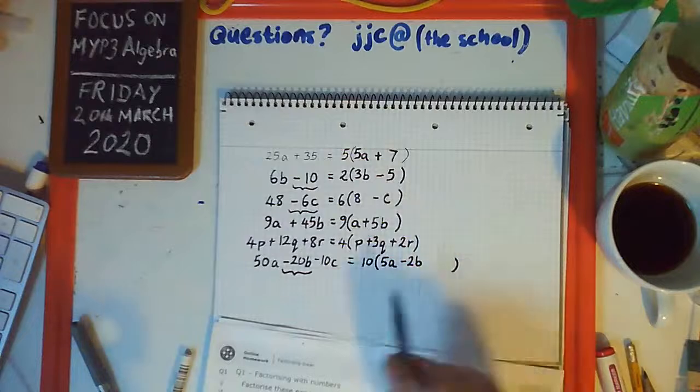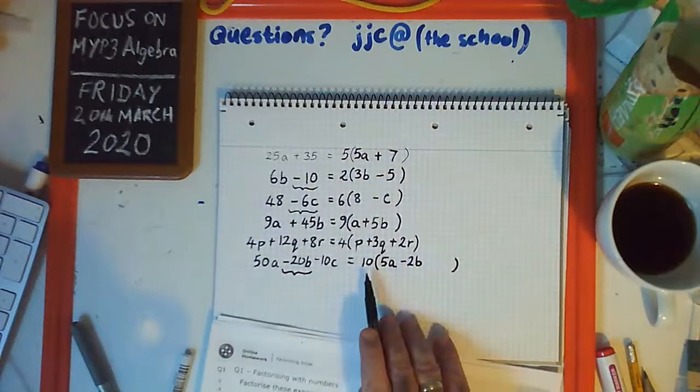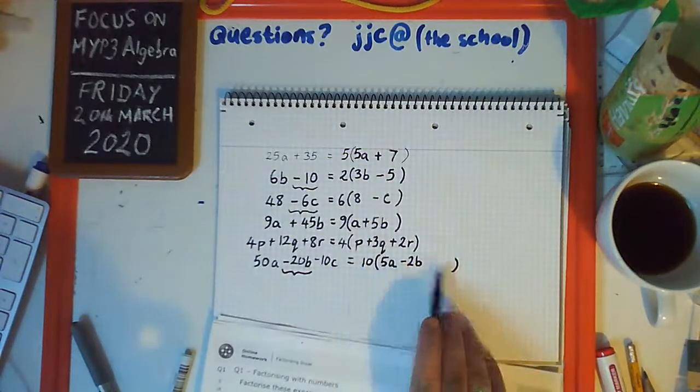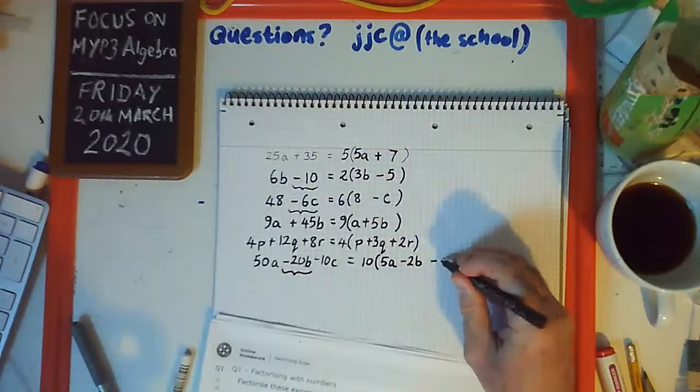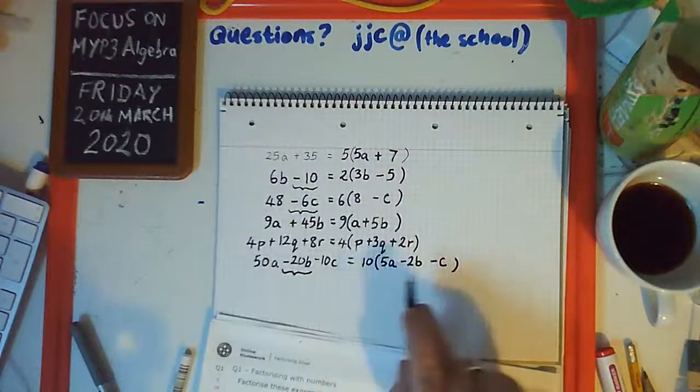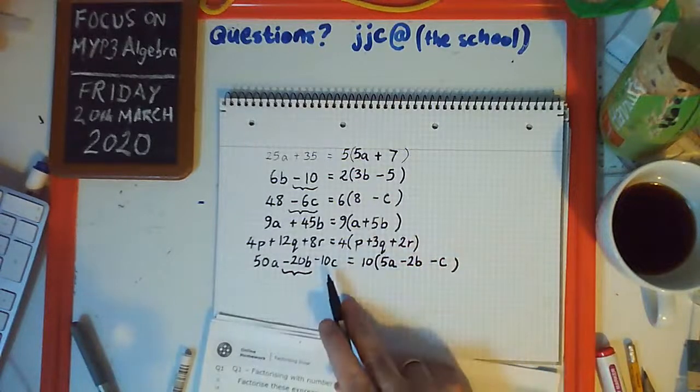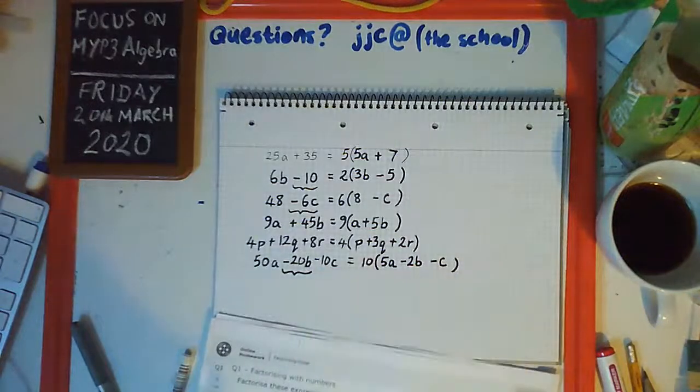Okay, the last term of that, 10 times what in the bracket will give me minus 10c. So that's going to be minus c. 10 times minus c is going to give me minus 10c. So that's the factorization for that one.